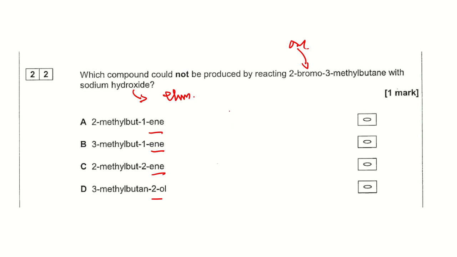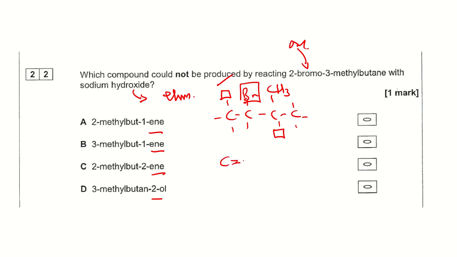So let's draw out our 3-bromo here and a methyl group there. Right, so let's look at elimination. Elimination will remove the bromine and a hydrogen on a carbon beside it. So it could be that one in the square box, or it could be that one in the square box. Let's remove this square box here first and see where that takes us.